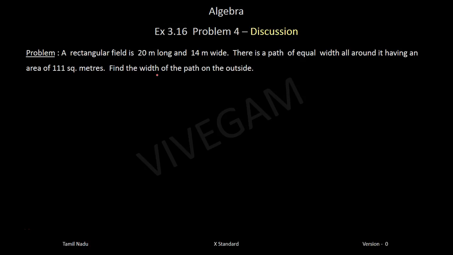It's an interesting problem. A rectangular field is 20 meters long and 14 meters wide. There is a path of equal width all around and having an area of 111 square meters. We are asked to find the width of the path on the outside. It's on the outside, not inside. It can also be inside. We have to be very careful about all these words.